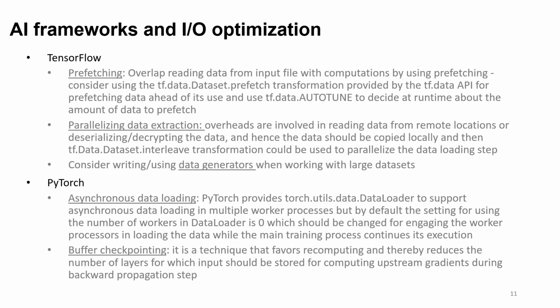I should also mention the concept of buffer checkpointing here. PyTorch supports buffer checkpointing, which is a technique that favors recomputing over storing inputs of all the layers of the AI model during the training step. By reducing the number of layers for which the input should be stored for computing upstream gradients during the backward propagation step and recomputing for others, the memory requirements are reduced, which in turn enables increasing the batch size. Now, the impact of increasing the batch size may vary from case to case. However, the API to use for buffer checkpointing is the torch.utils.checkpoint API.